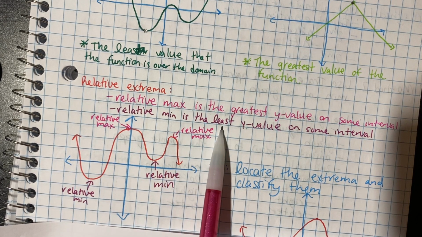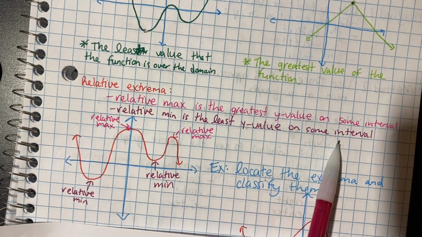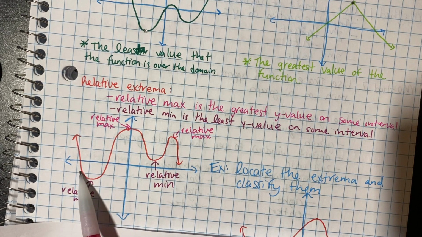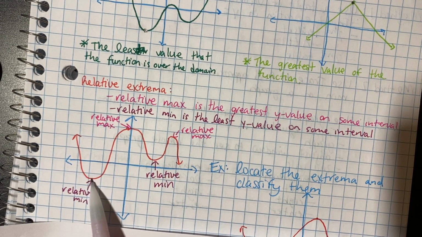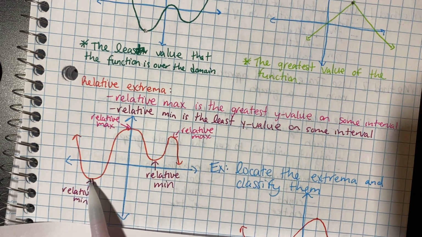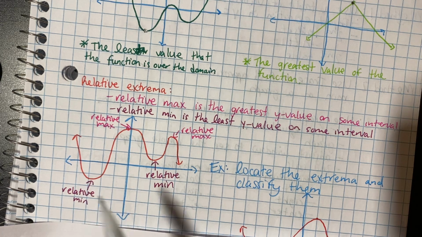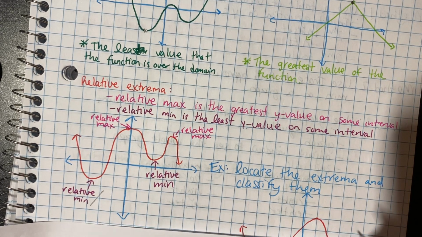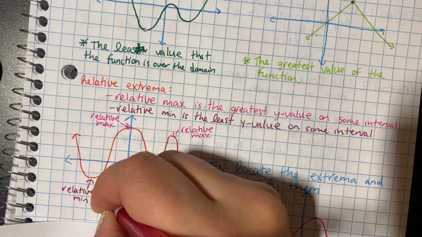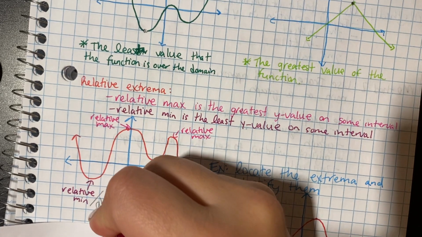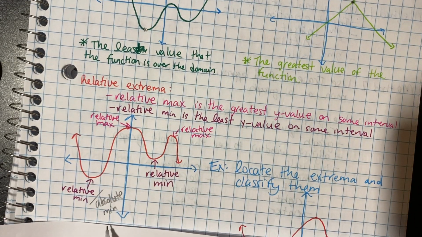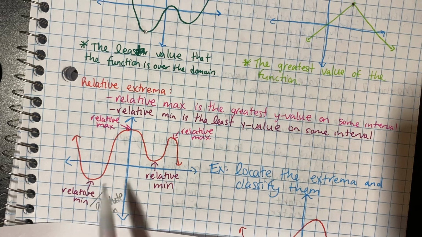A relative min is the least y value on some interval. So we have a relative min. On this interval, it is the smallest point, and the same with this one. We'll also know that this one, we could also call this one the absolute min, and that would be the best answer for this spot.